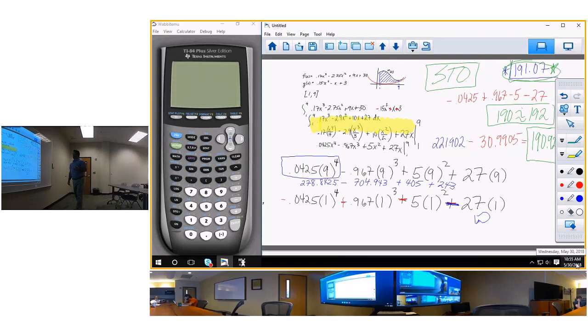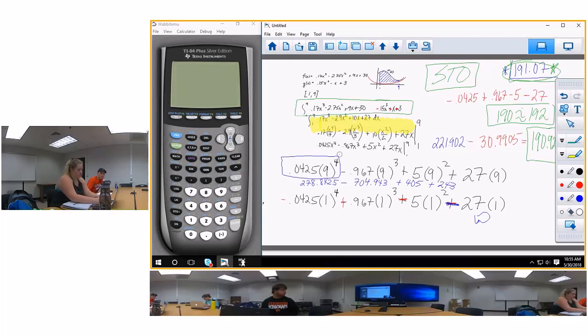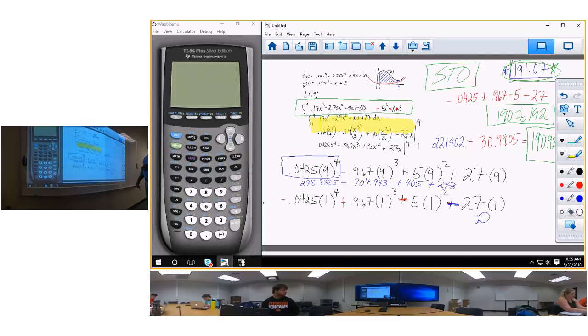But I'm going to tell you right now, in a lot of Calc 2 classes, the only thing they want you to do is set it up right here. They either want that answer, or they just want you to set it up most of the time. But with area between two curves, usually they want you to do it. All right, let me find another one.